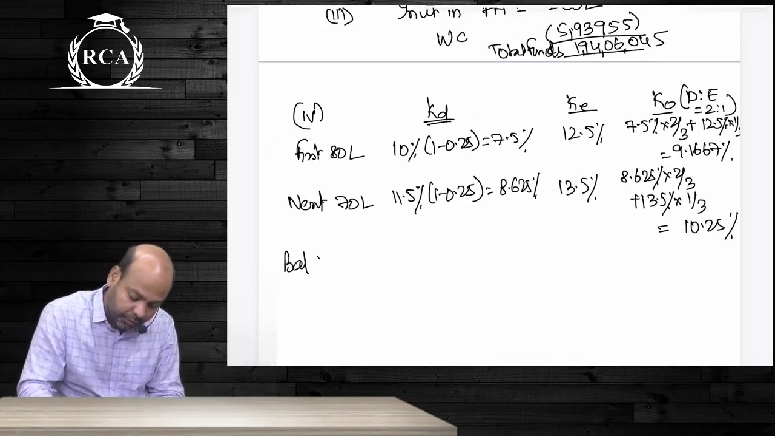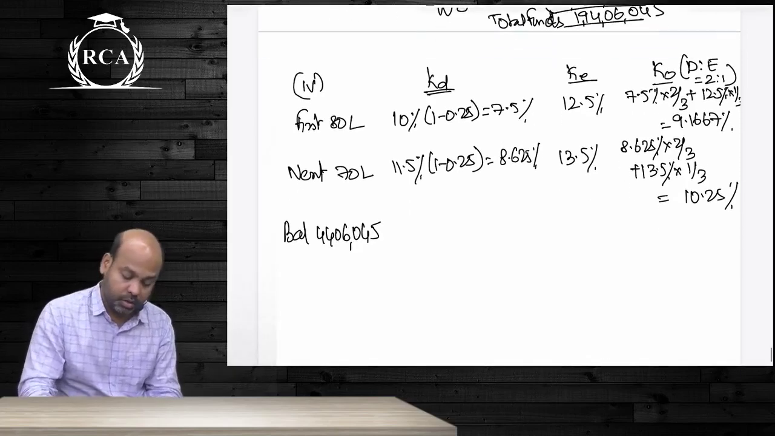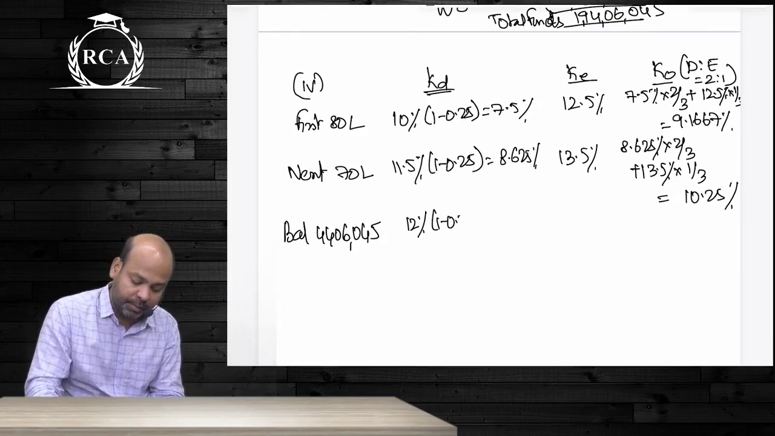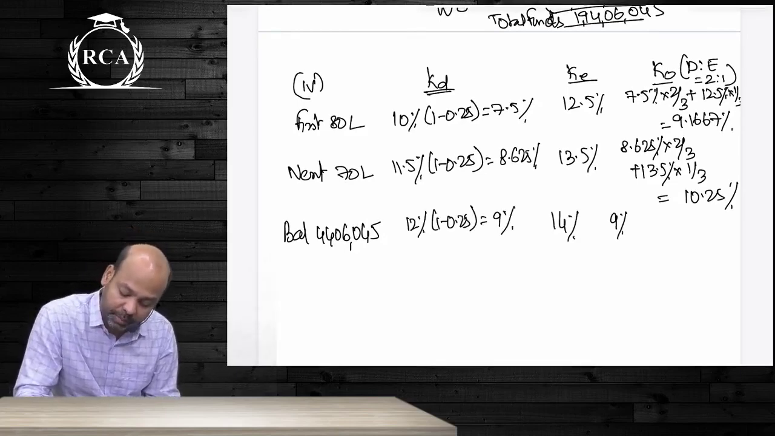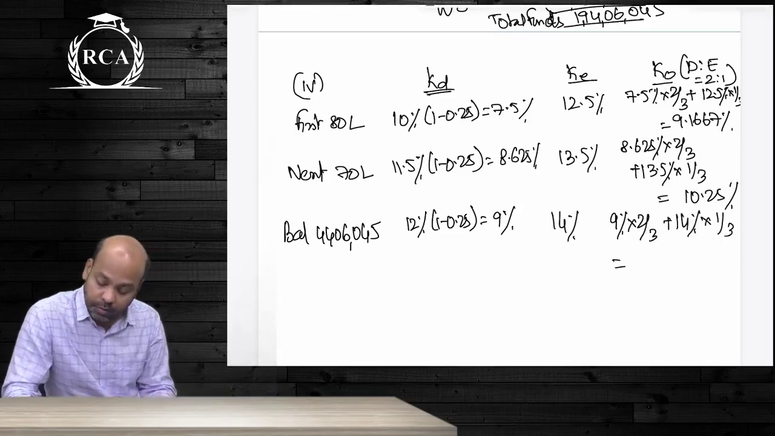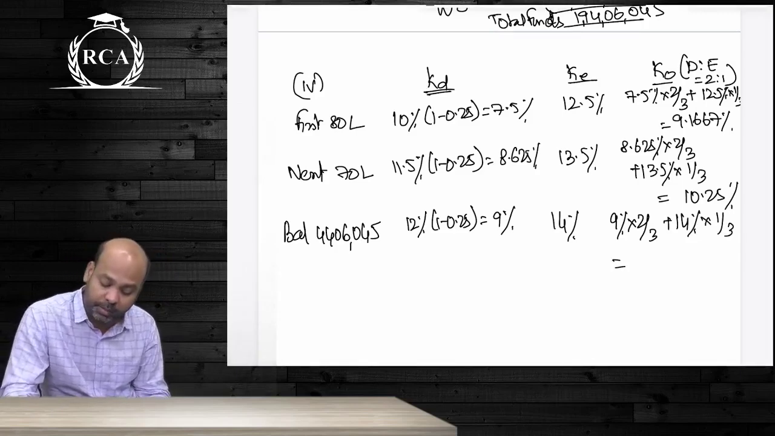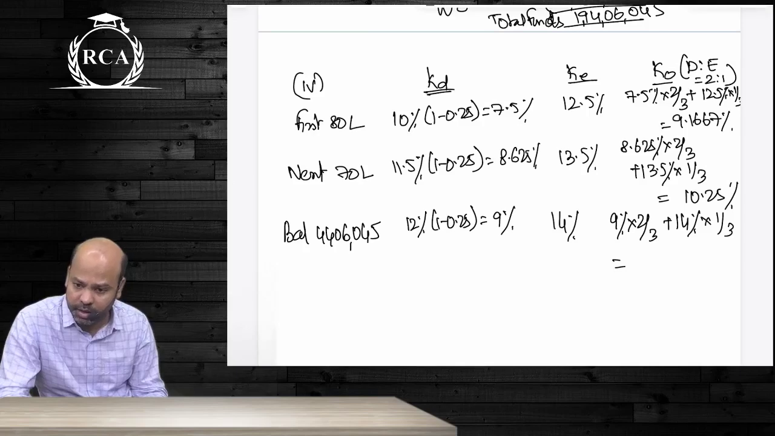बैलेंस 44,06,045 रुपीज पे. कॉस्ट ऑफ डेट बेटा वुड बी 9%. कॉस्ट ऑफ इक्विटी बेटा इज 14%. कैन यू कंप्यूट द एवरेज बेटा? 9% into 2/3 plus 14% into 1/3. 18 plus 14, 32/3 बेटा 10.6667. करेक्ट ही बोला ना? 10.667.